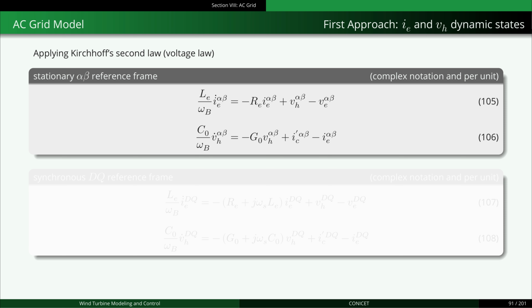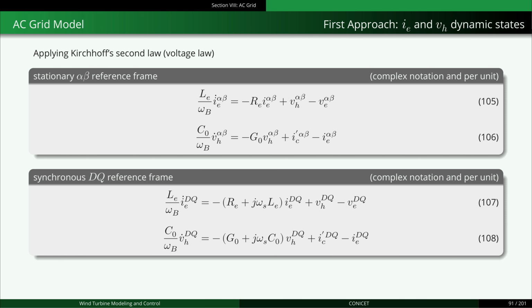VH as dynamic states. By applying Kirchhoff's second law to the previous circuit, we obtain equations 105 and 106 in the alpha-beta reference frame. These equations are in complex notation and per unit. They model the dynamics of the external current and the voltage at the point of common coupling. Using the frequency translation described earlier, equations 105 and 106 can be written in the network DQ reference frame, as shown in equations 107 and 108.